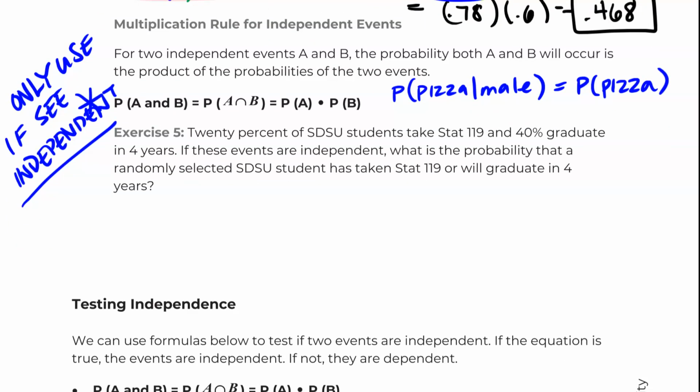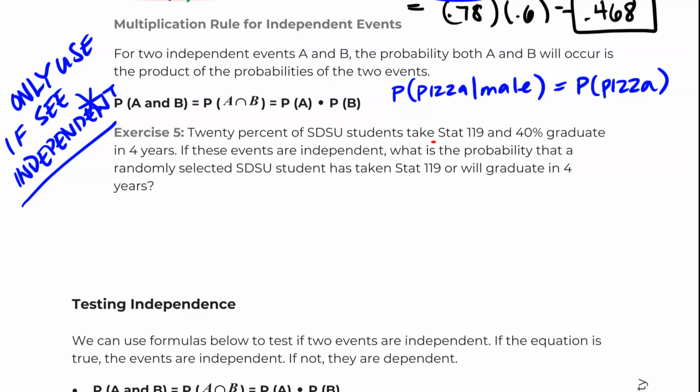So our question here, again, read through it and then go do your underlining. 20% of SDSU students take Stat 119. 40% graduate in 4 years. This seems really terrible, but a lot of students just take longer than 4 years because classes are super impacted. So just like it takes students a lot longer than 2 years to get out of the 2-year colleges, it takes longer than 4 years to get out of a 4-year college. If these events are independent, what is the probability that a randomly selected SDSU student has taken Stat 119 or will graduate in 4 years?